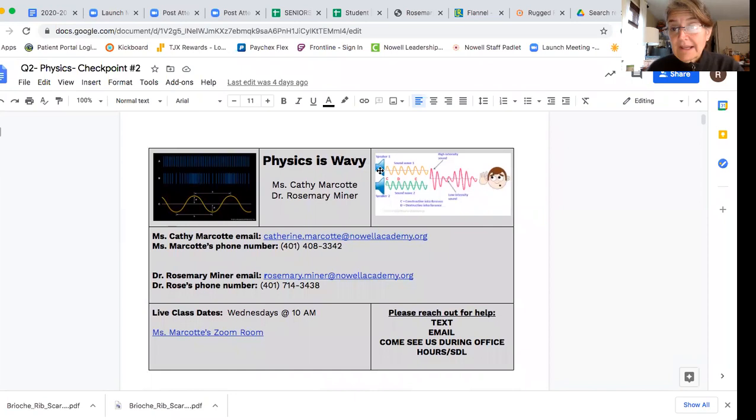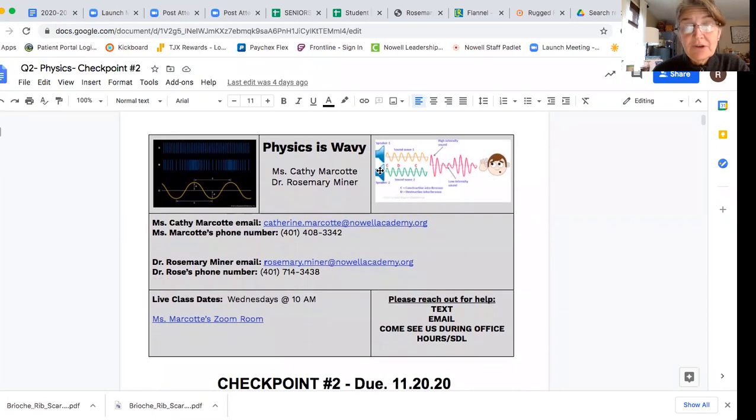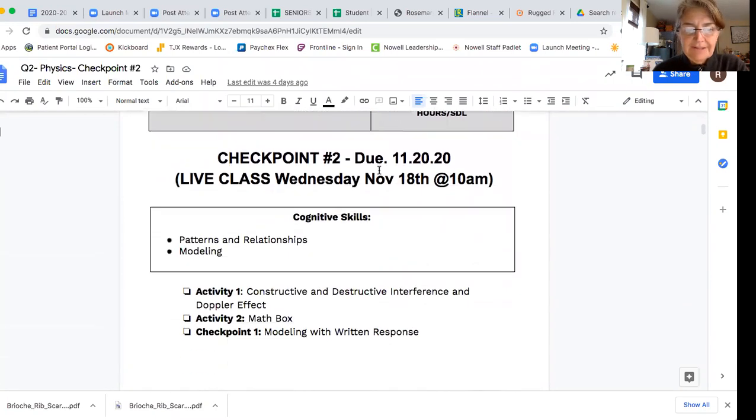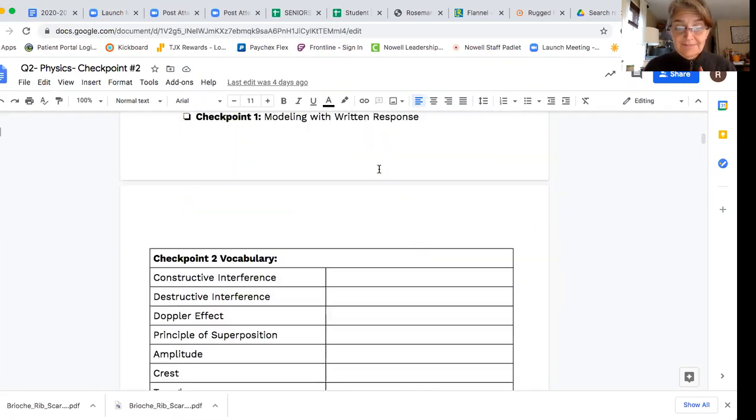So we're already in week 2 of Physics is Wavy, quarter 2. Very exciting. We have a live class on Wednesday, November 18th at 10 a.m. Be there. We're talking about patterns and relationships and modeling this class, and we're going to talk about constructive and destructive interference in the Doppler effect, practice some math, and do some modeling with a written response.